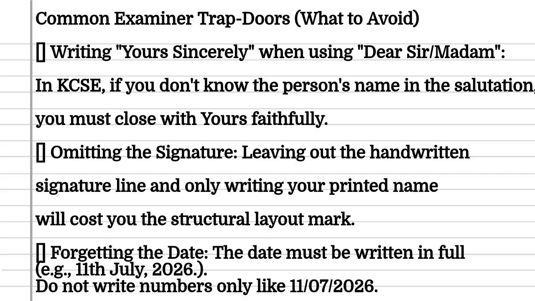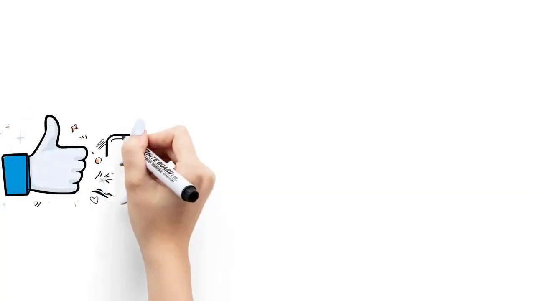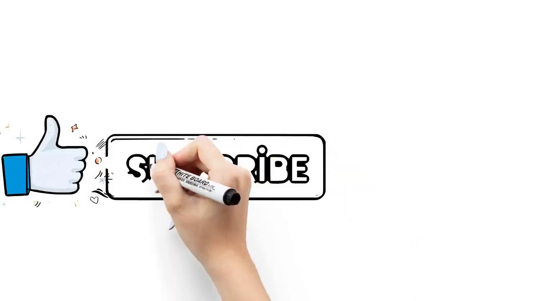Finally, forgetting the date. The date must be written in full, e.g. 11th July, 2026, full stop. Do not write numbers only like 11/07/2026, full stop. I hope this lesson has helped you understand both the format and the content required to score highly in your examination.